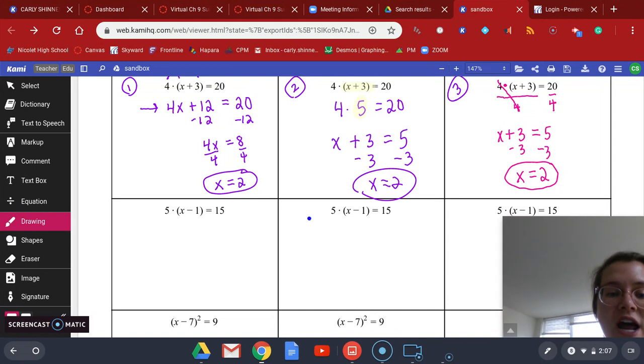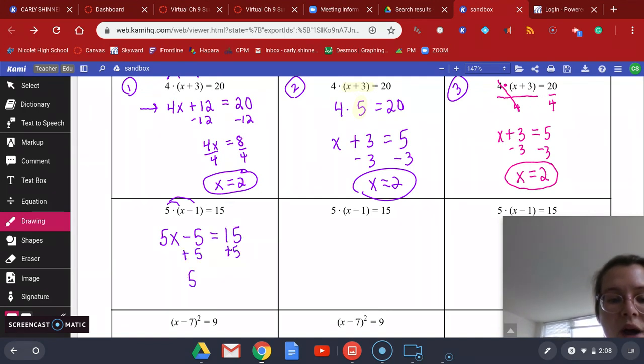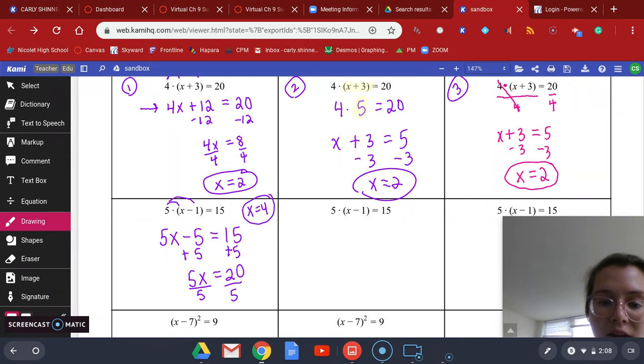So our first strategy is the rewrite. Can you frame the problem differently? Can you make it look a little different so that it's a little bit easier to solve? So what I did is I distributed that 5 through, and then I solved like I'm used to solving, right? So I get x equals 4. All right, so that's the rewrite.